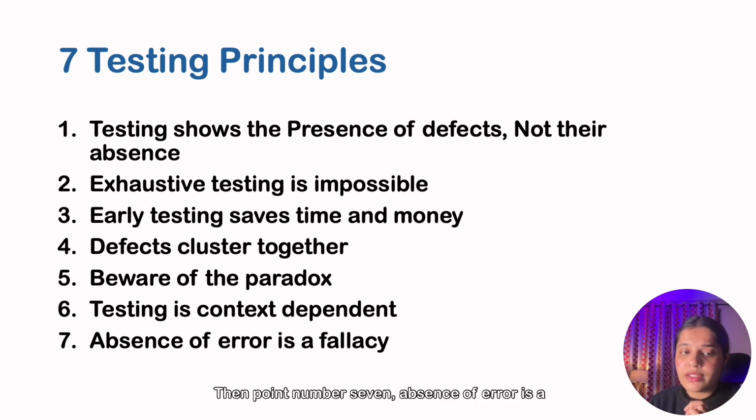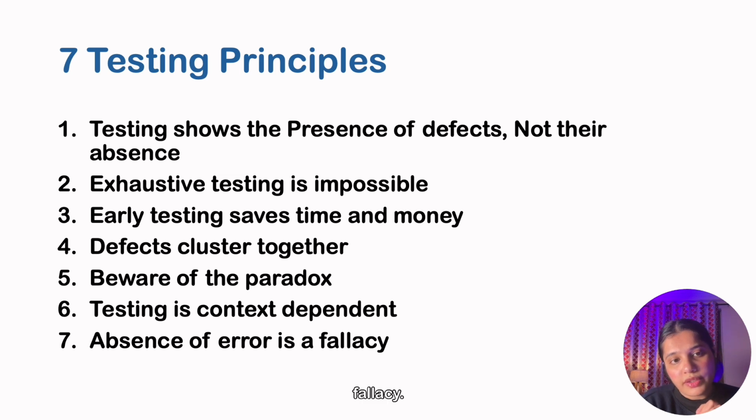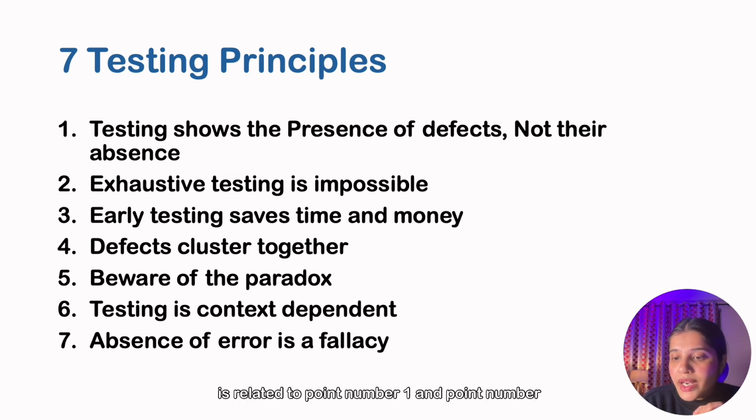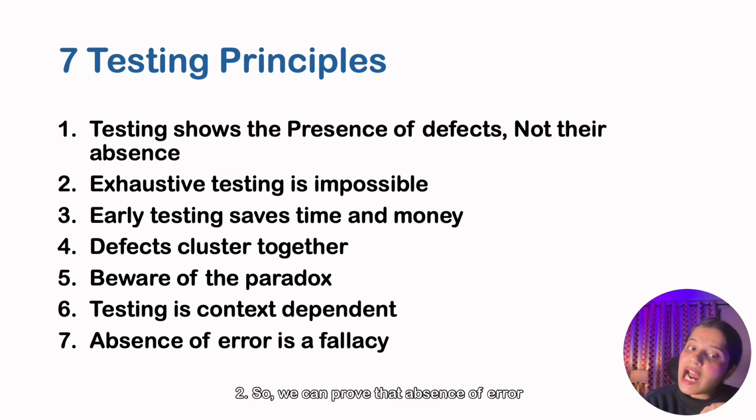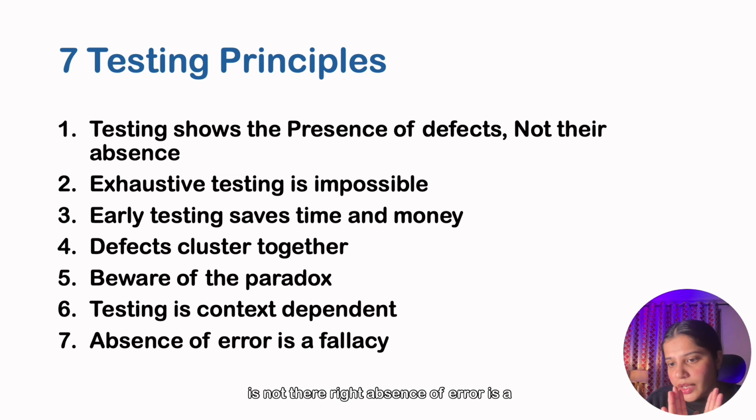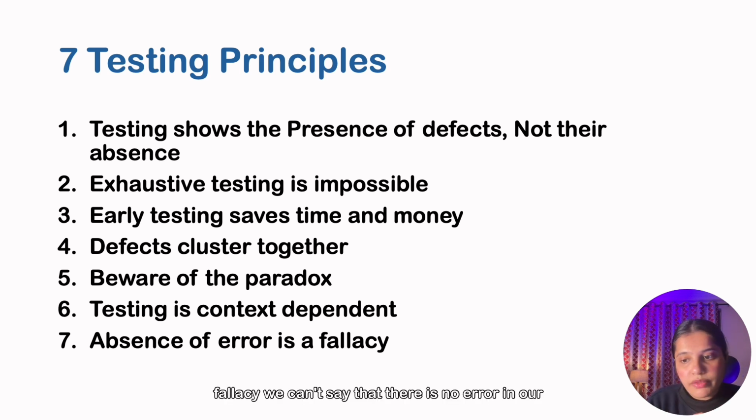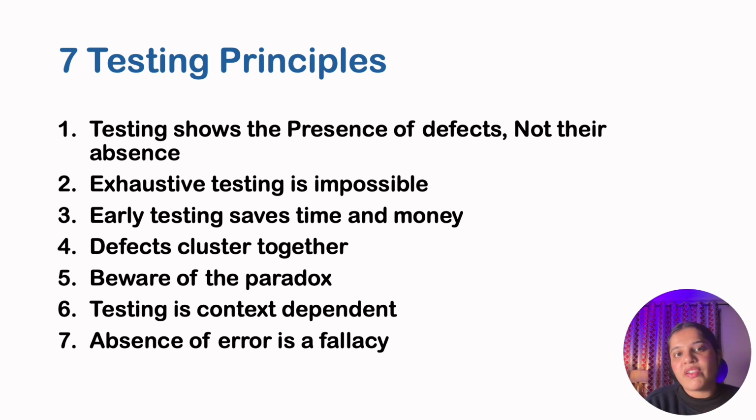Then point number 7, absence of errors is a fallacy. This point again is related to point number 1 and point number 2. We can't prove that there is an absence of errors, right? Absence of errors is a fallacy. We can't say that there is no error in our system ever. Okay, so this was our second topic, the seven testing principles.